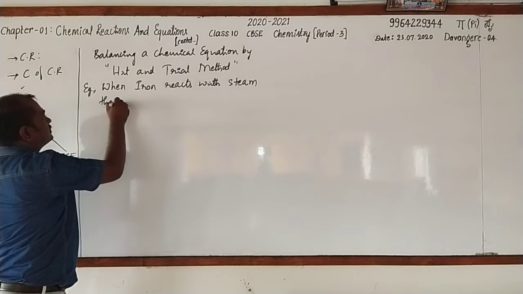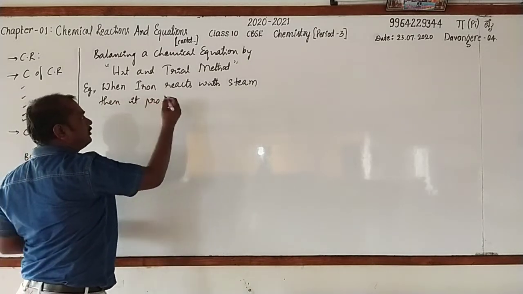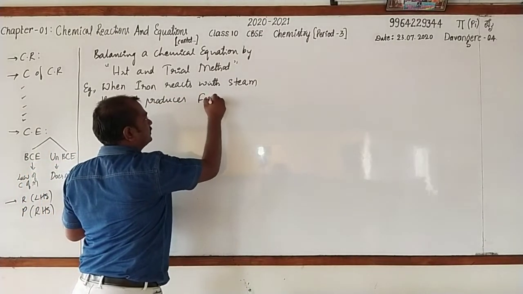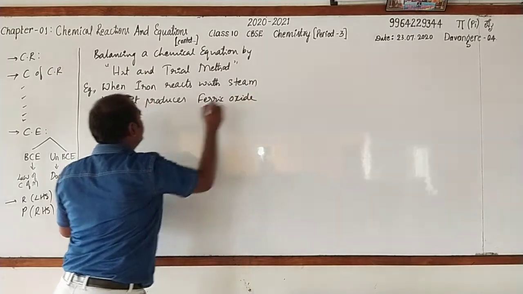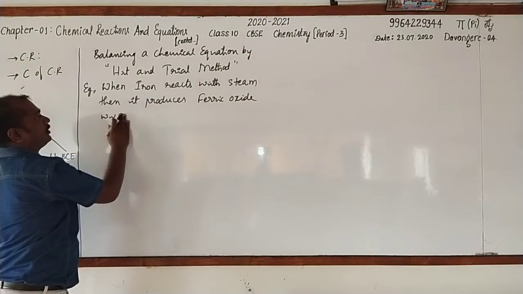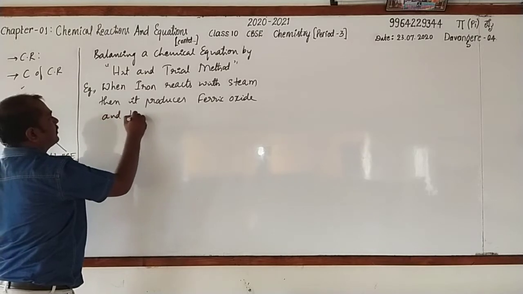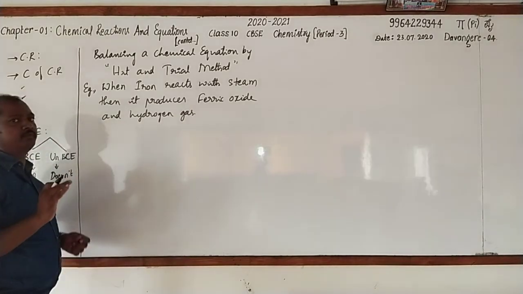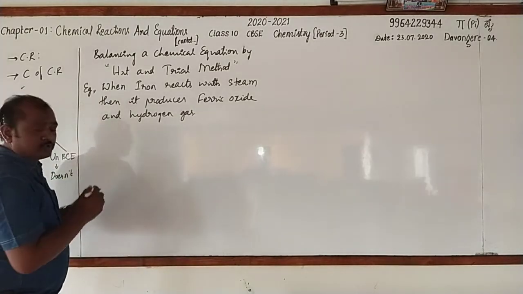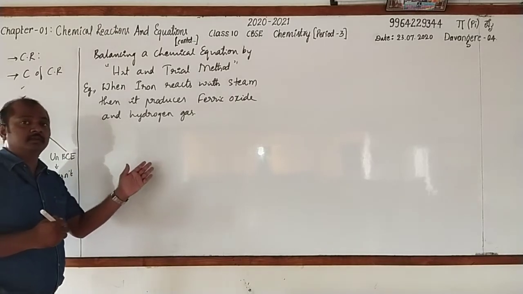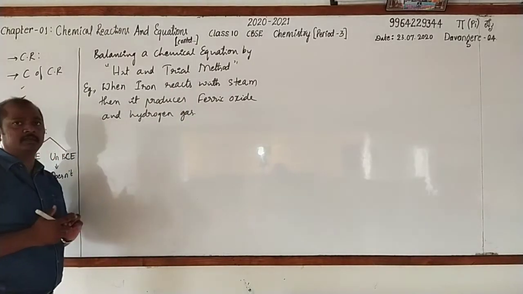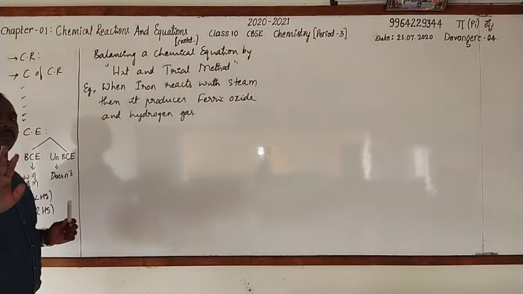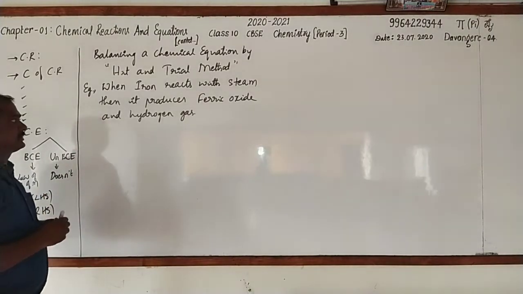Then it produces, yes, can you recall the products? The products are ferric oxide with the liberation of hydrogen gas. Now, this is the chemical reaction we have taken. Now, it should be converted into chemical equation, then that should be balanced by hit and trial method. This can be given in the examination for either 3 marks or 4 marks. Please do remember. But it can be expected for 3 marks.